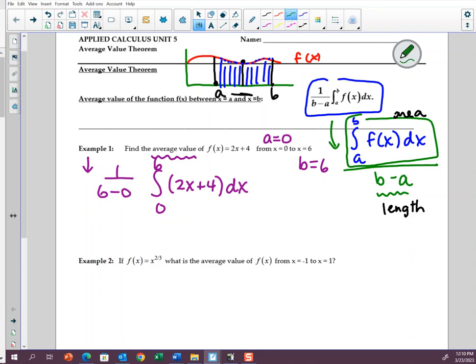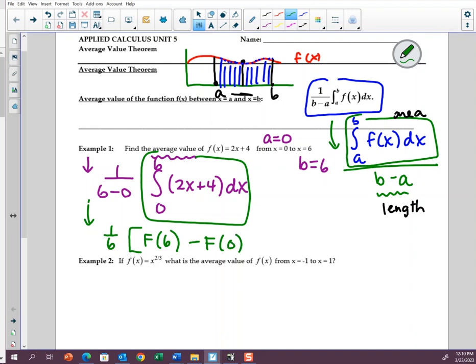That's really the only new part of the problem, because everything we're going to do next is a fundamental theorem problem, which is calculating this total, and then we're going to divide by 6, or that's the same as multiplying by 1 over 6. So we're going to end up taking 1/6 times big F of 6 minus big F of 0.